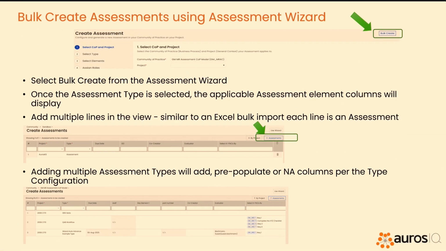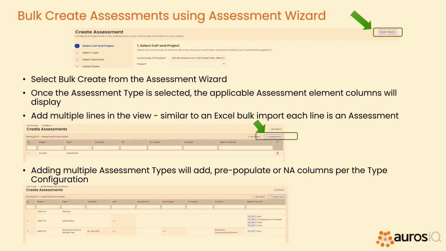So the first thing I'm going to talk about is bulk create. How many people in here have used the bulk builder in the past? Hand raise. Okay, you guys are gonna love this because first thing, get rid of that Excel template. We don't need it anymore. When you're in your wizard, if you look at the first screenshot, top right corner, you got a button that says bulk create. Click bulk create.